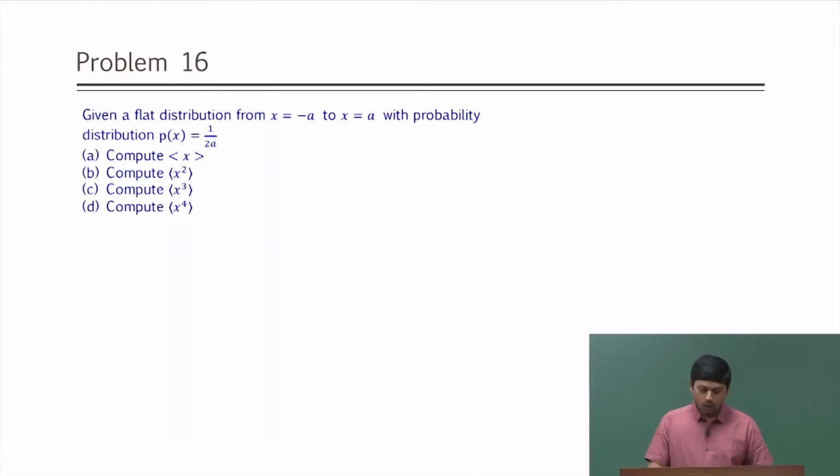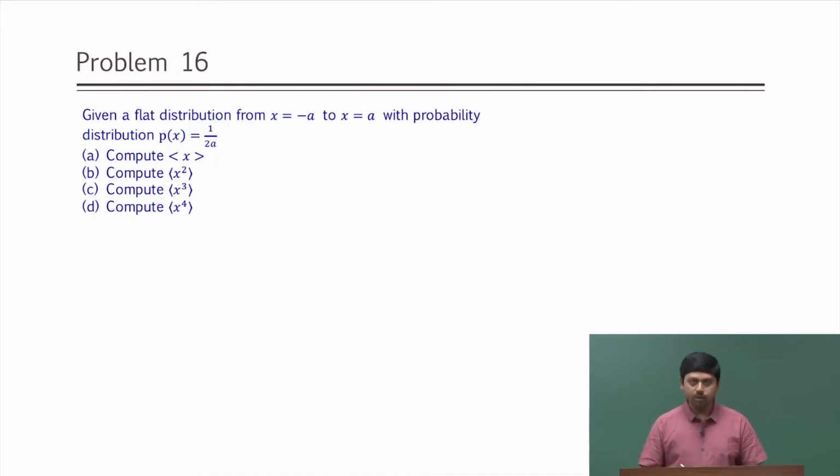where 2 cysteines form a bond. Okay, the next problem: given a flat distribution from x equal to minus a to x equal to plus a, with the probability distribution p(x) as 1 by 2a, compute these quantities. So, these are practice problems for you, since you know that averaging is very important in statistical thermodynamics or molecular thermodynamics. Any observable you obtain is nothing but an average value weighted by their own probabilities.